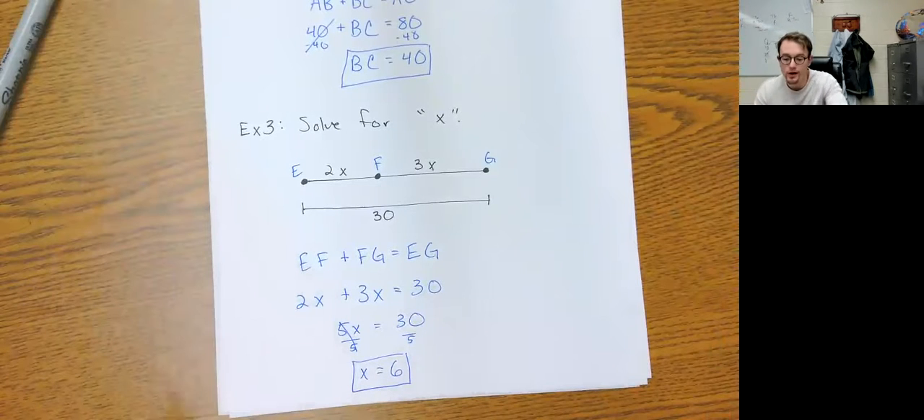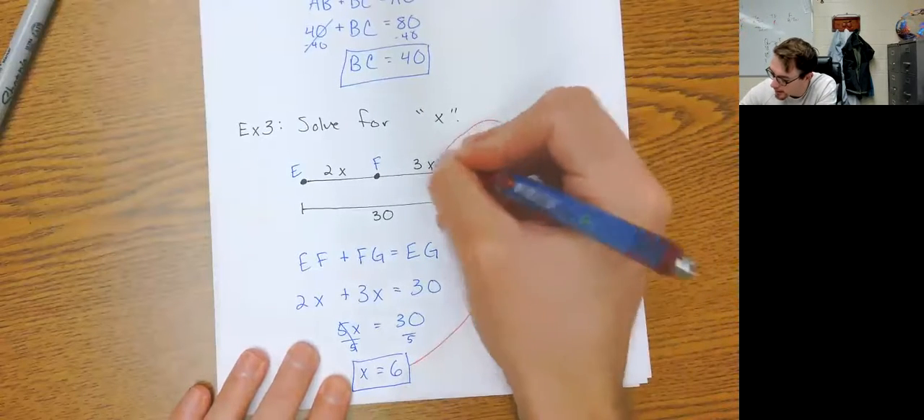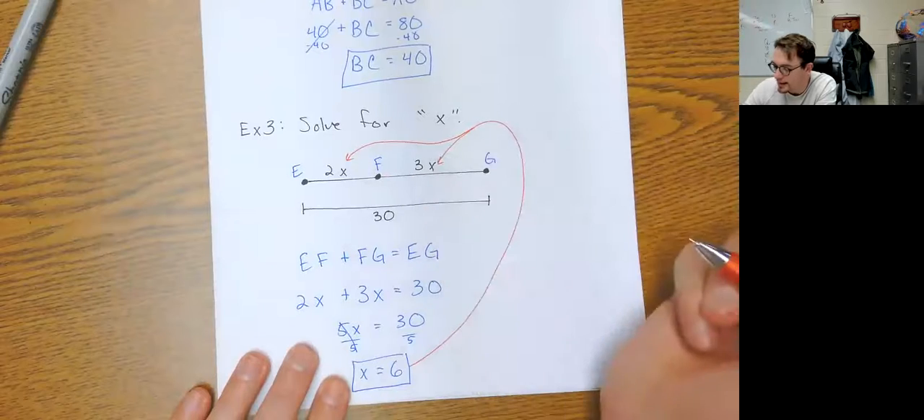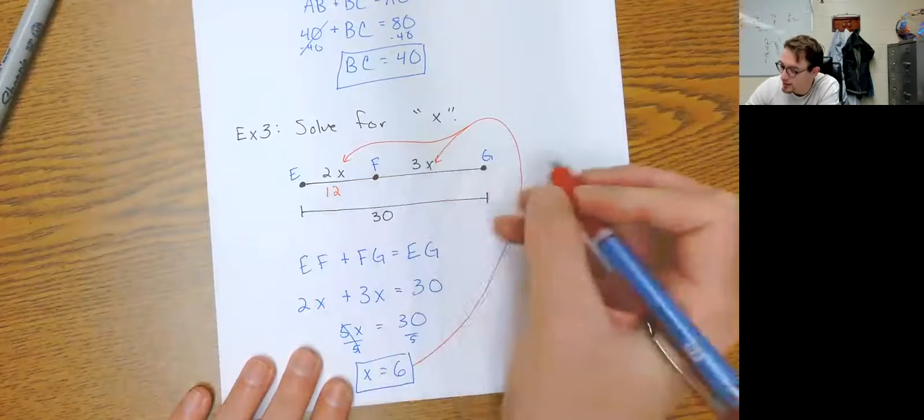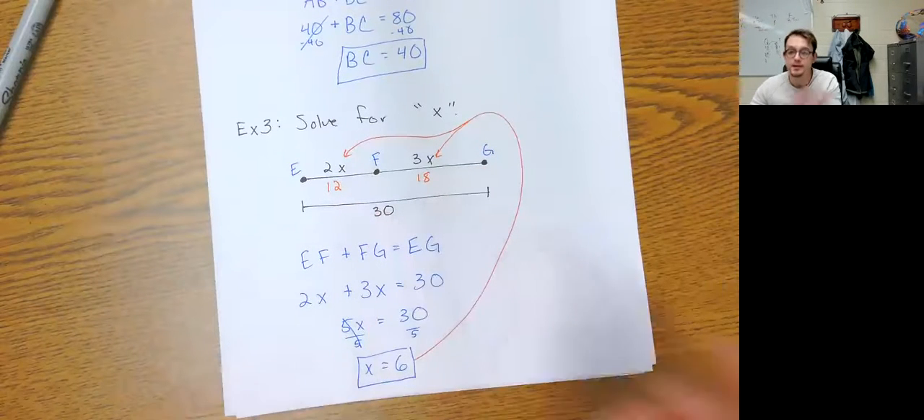Now, if I wanted to go a step further, your teacher could have you take that and plug it in. 2 times 6 gives you 12, and then 3 times 6 is 18. And what do you know? 12 plus 18 is 30, right?